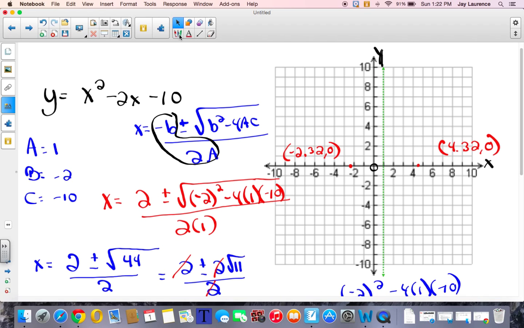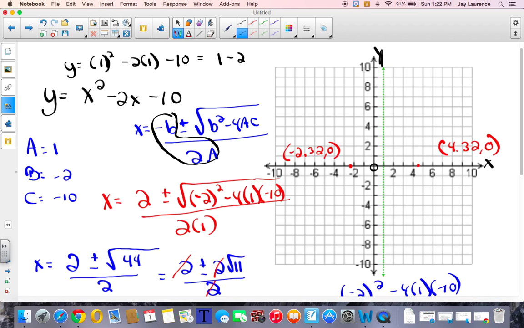Okay, so now to find the y-coordinate of the vertex, I'm going to plug in 1 for x. So y is going to equal 1 squared minus 2 times 1 minus 10. And so that'll get me 1 minus 2 minus 10, which I believe is going to be negative 11. Yeah, I think negative 11. So it's going to be down here.